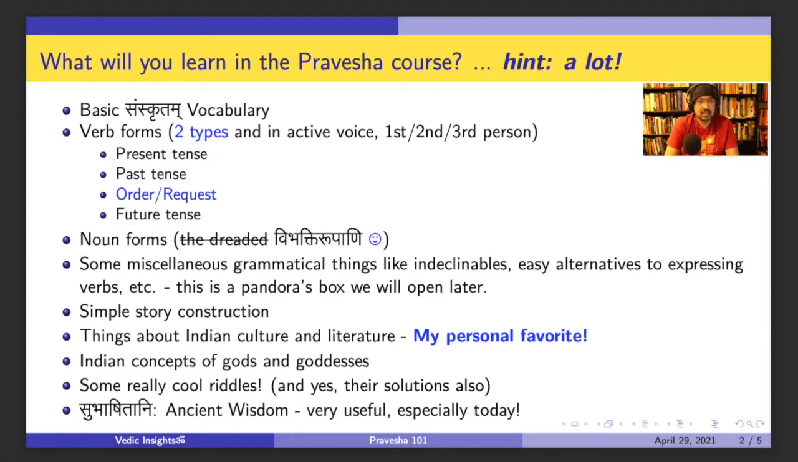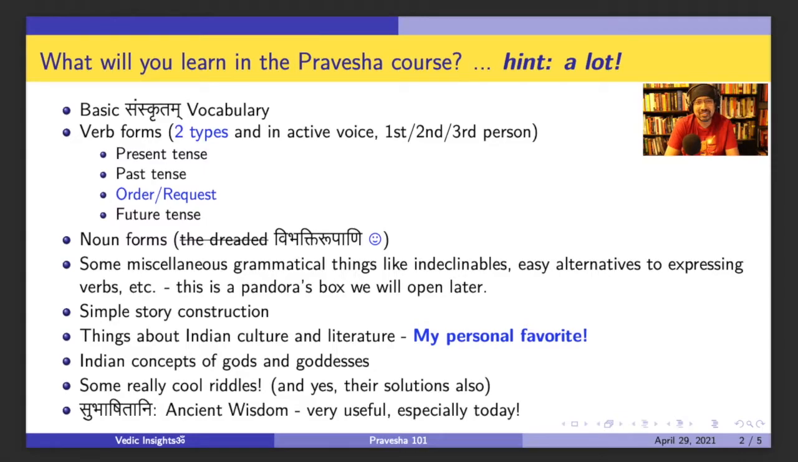So think of it as somebody is not doing what you're asking them to do, and then you want to convince them that they're supposed to do that. So I think that would be the order request form. But barring that, there isn't a lot that's different compared to all the other languages that you have, especially the Indian languages. So then the next part is the noun forms.